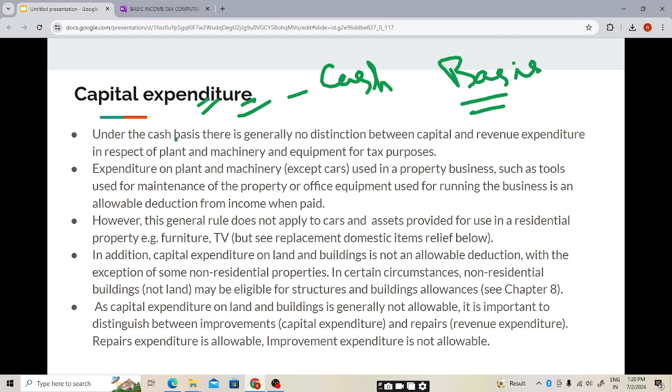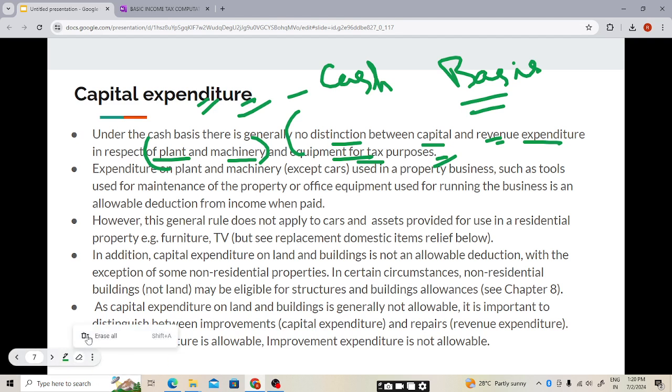Under the cash basis, there is generally no distinction between capital and revenue expenditure in respect of plant and machinery and equipment for tax purposes. So what does plant and machinery mean? For capital expenditure, if I'm constructing a further floor, that will not be allowed. But plant and machinery are small items and equipment for tax purposes. So there is not much distinction between capital and revenue expenditure.